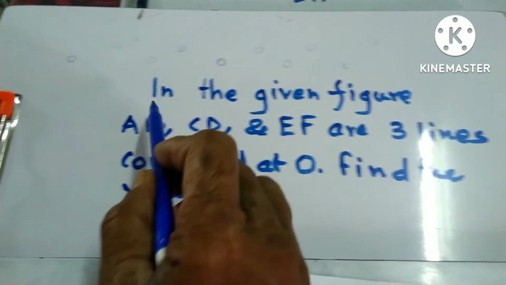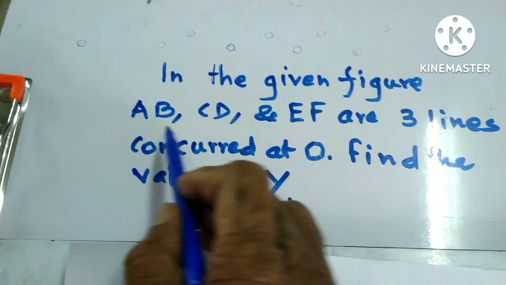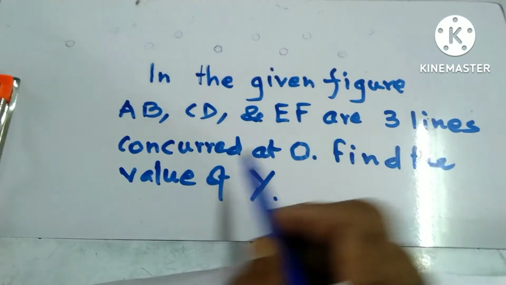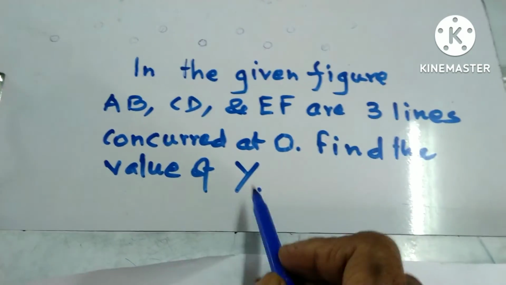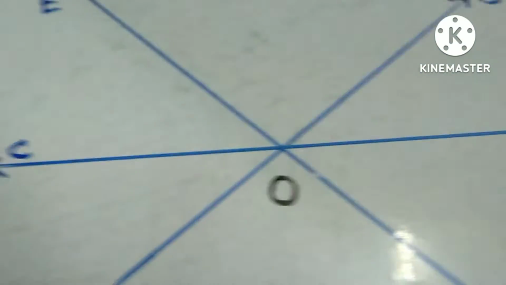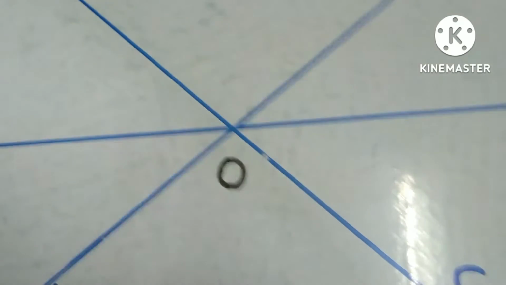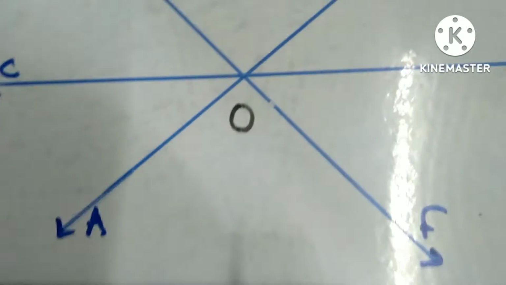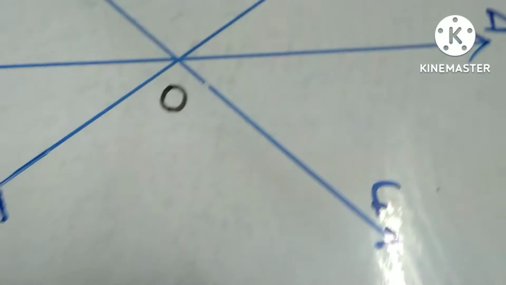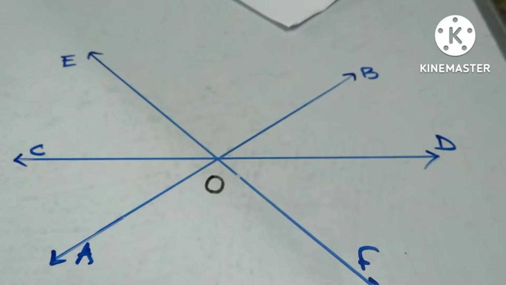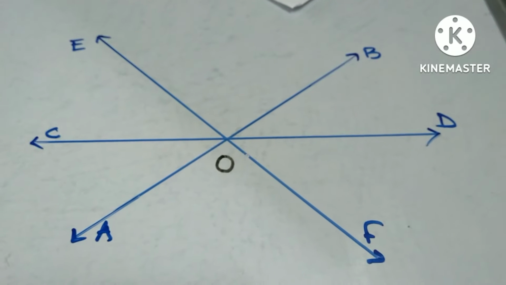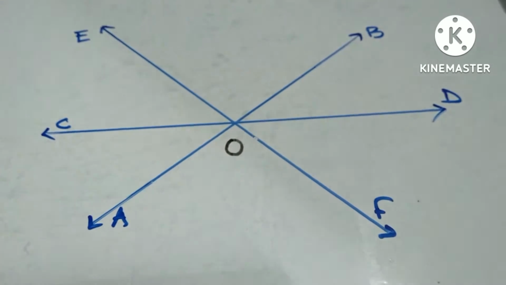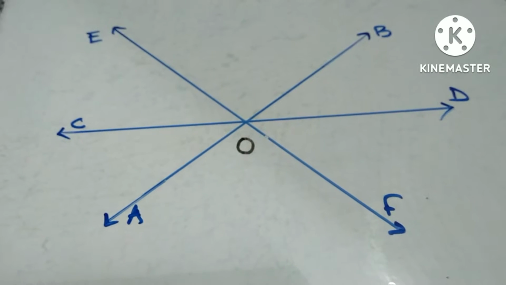Question is, in the given figure, AB, CD and EF are three lines concurrent at O. Find the value of y. And the figure is here. Figure is this. You can see. You saw the figure?